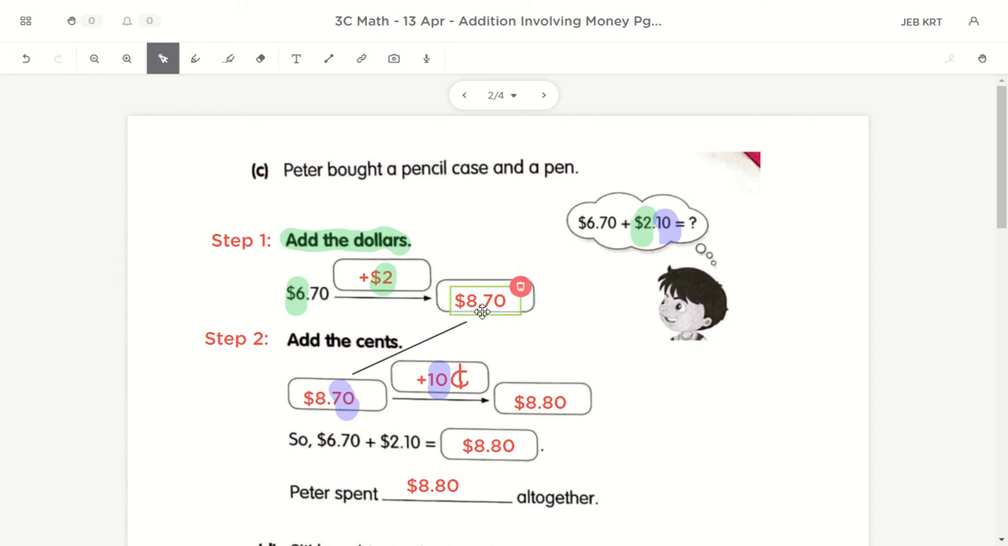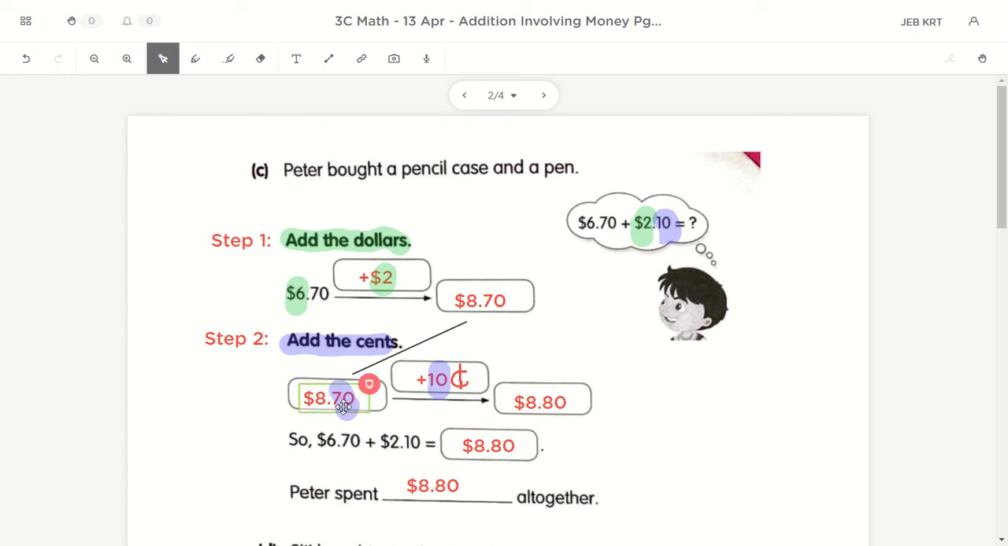This is step 1. After that, step 2, you bring it down here. Now you add the cents part. Let me just highlight the cents part. So now what I have is $8.70. I'm left with this 10 cents here. I add the 10 cents to this amount.